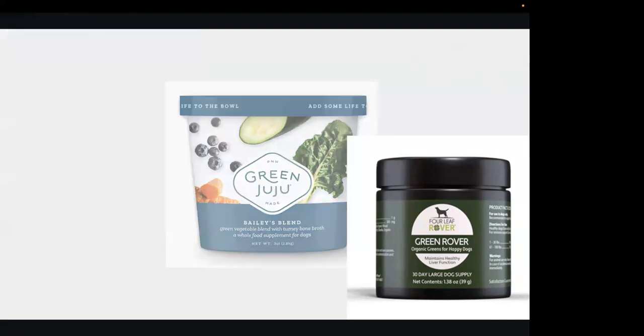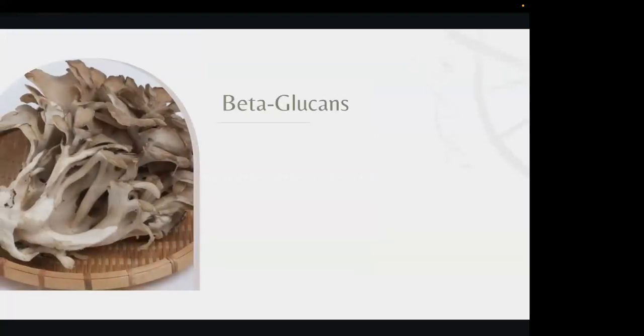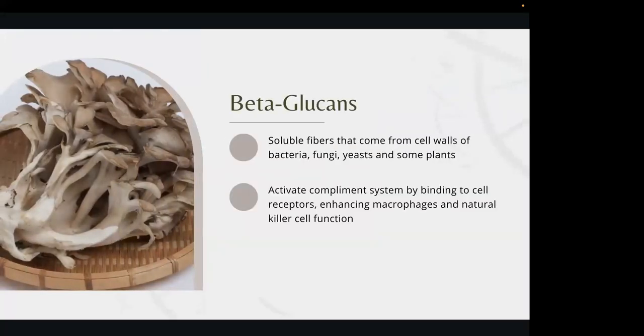I know it's getting late. We are almost done. This is the last thing I want to talk about, glucans. So beta-glucans are soluble fibers that are found in bacteria, fungi, and yeast. These substances can increase the host immune defense by activating the complement system and also enhancing macrophages and natural killer cells. And natural killer cells, if you remember from vet school, naturally kill cancer. So way to go, beta-glucans. So how are you going to get beta-glucans into your patients?